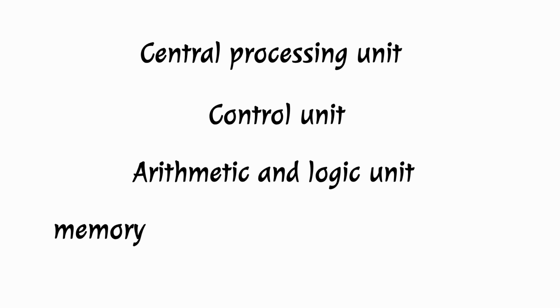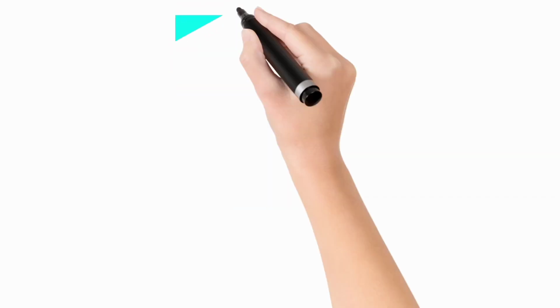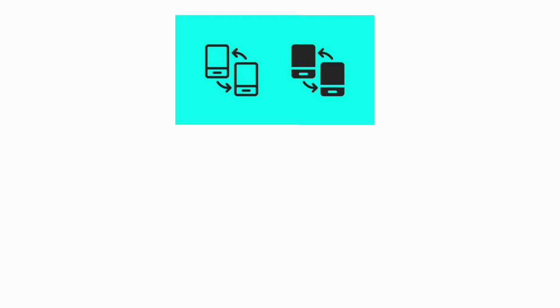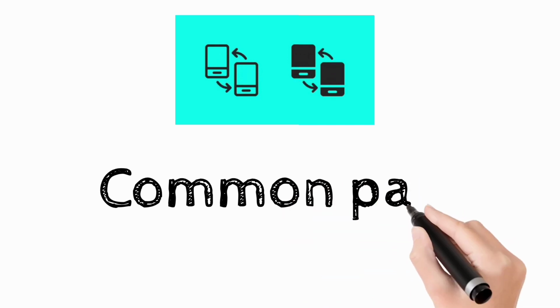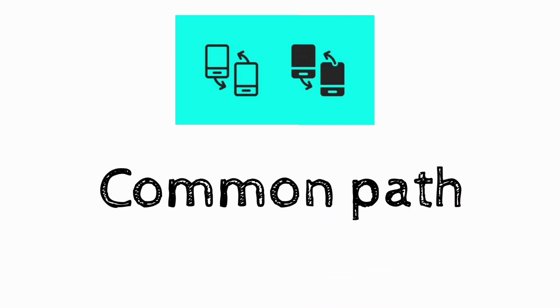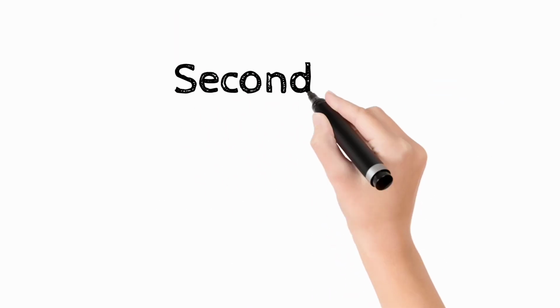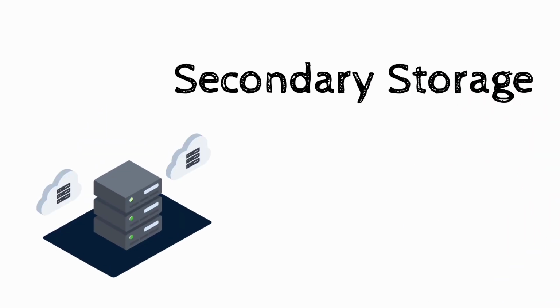Unit, Main Memory, RAM, ROM, and input and output devices. The bus is the common path which is used to send and receive data and commands to and from the CPU, memory, and all input and output devices. It is also used to send and receive data from secondary storage.